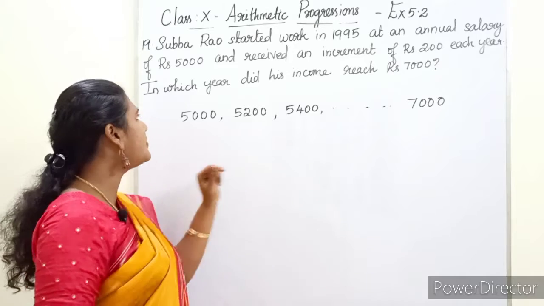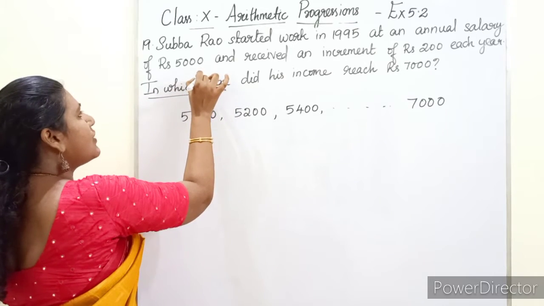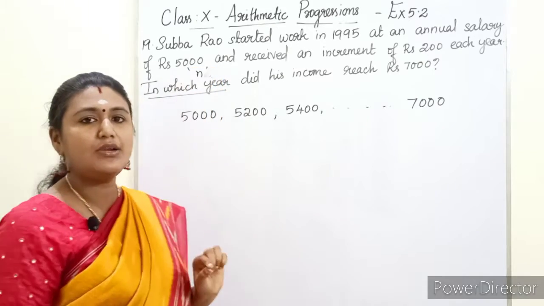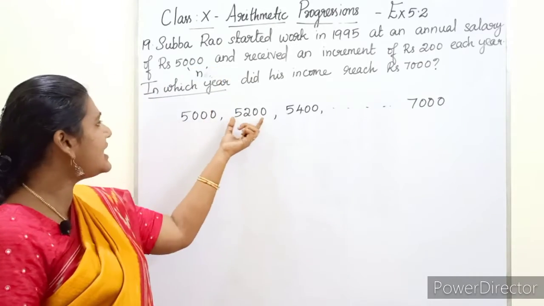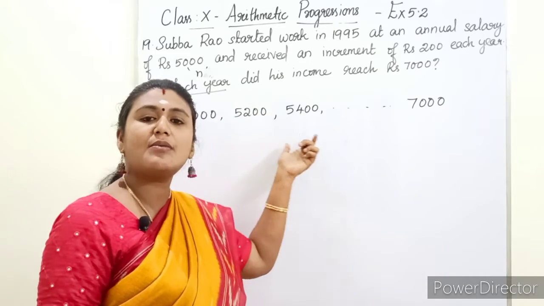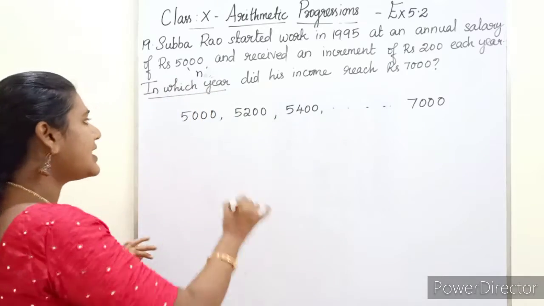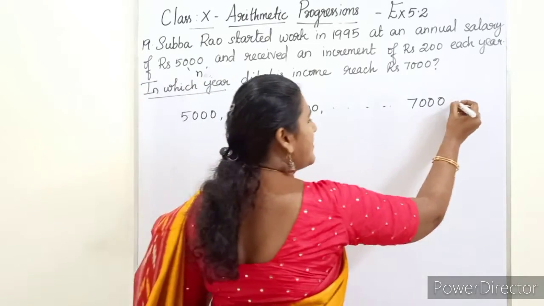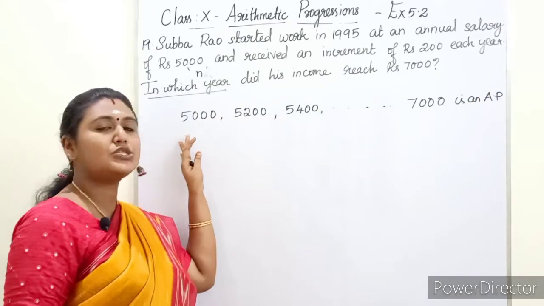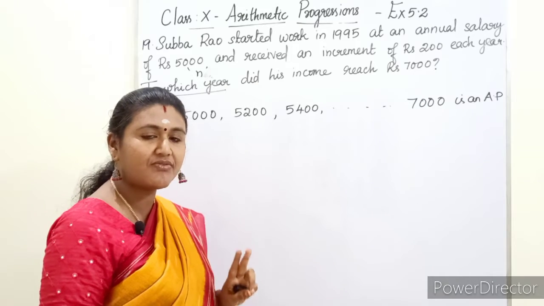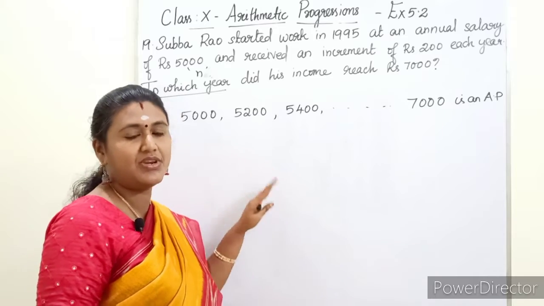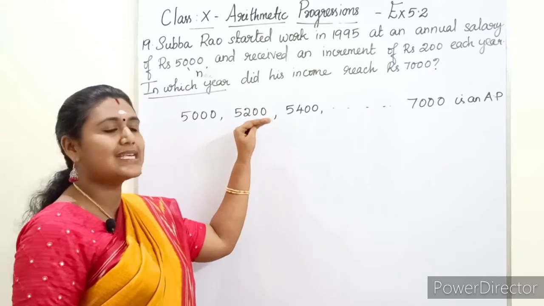Okay, so what you have to find, in which year, that is you have to find the value of n. So if you see these numbers, here 200 is increasing. So these numbers actually form an AP. Why? Because here if you see the difference, two consecutive terms difference if you calculate, you will get 200 everywhere, the same answer. So this is an AP.